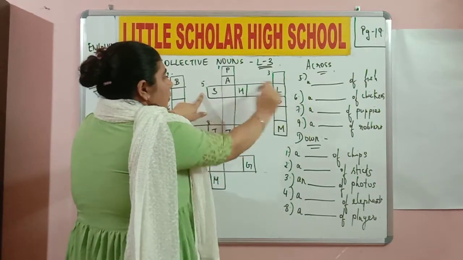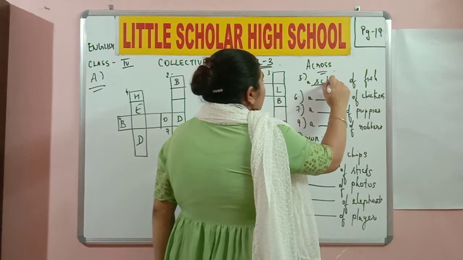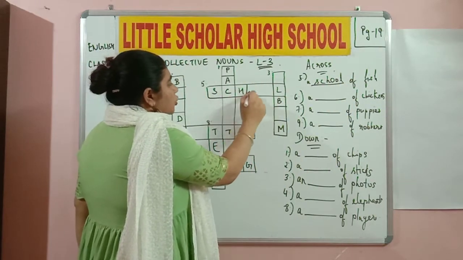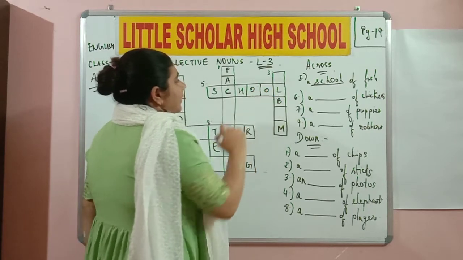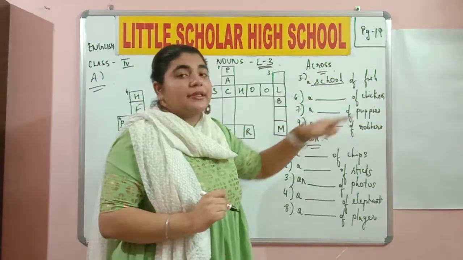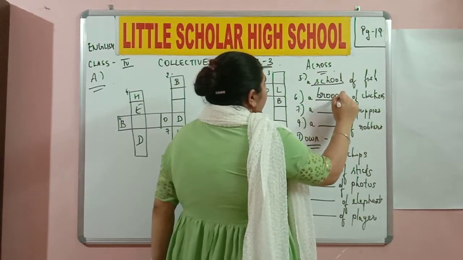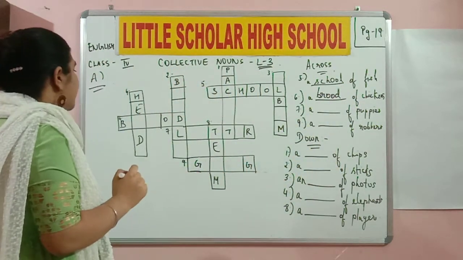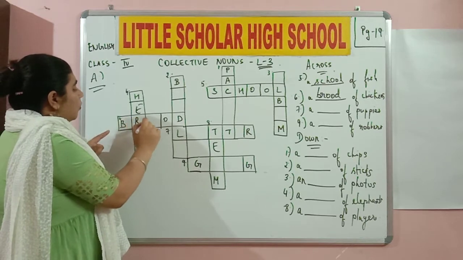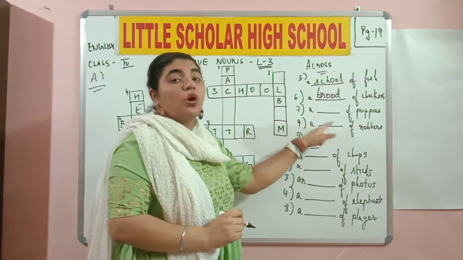The fifth across. A dash of fish. What do you think? This is a school of fish. So please write over here SCHOOL. Fine. Now the sixth across. A dash of chickens. What do you think? It is a brood. BROOD. A brood of chickens. Sixth one across comes over here, class. 6 BROOD.